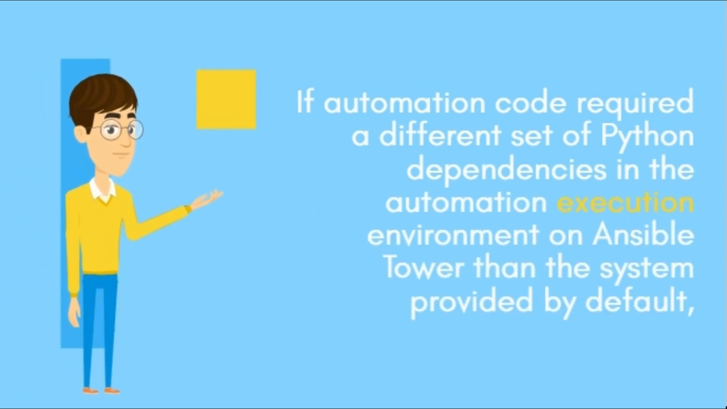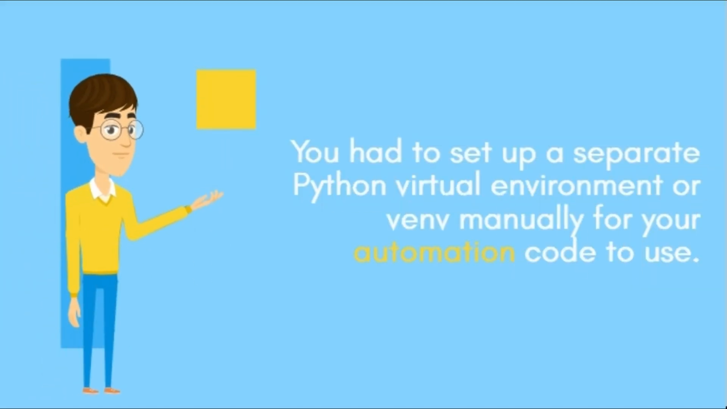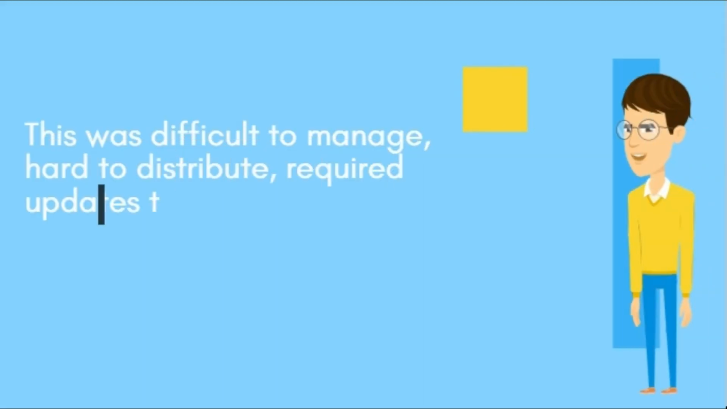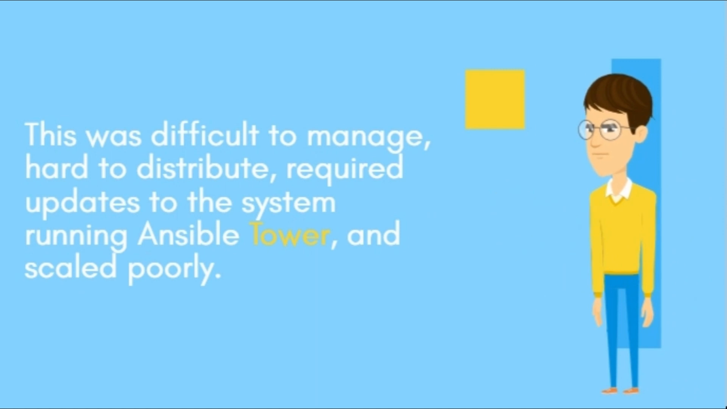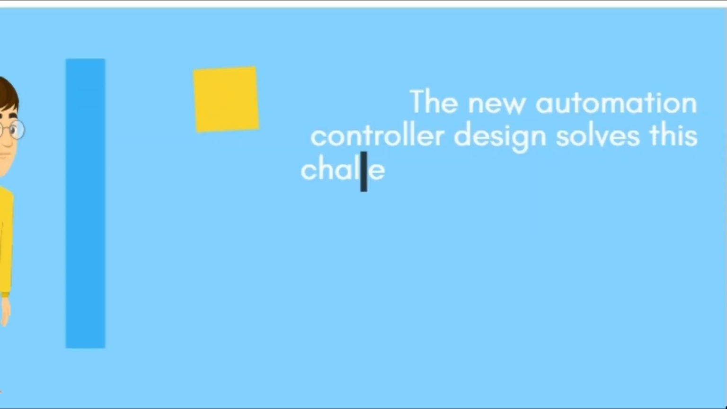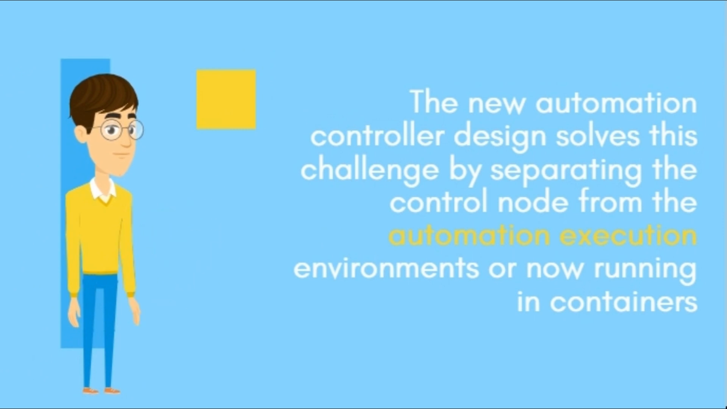In Red Hat Ansible Tower, the system was both the control node and the automation execution environment. If automation code required a different set of Python dependencies in the automation execution environment on Ansible Tower than the system provided by default, you had to set up a separate Python virtual environment, or venv, manually for your automation code to use. This was difficult to manage, hard to distribute, required updates to the system running Ansible Tower, and scaled poorly.